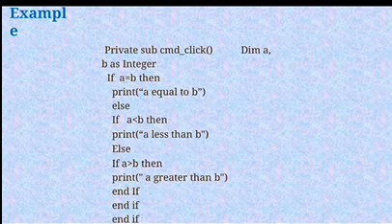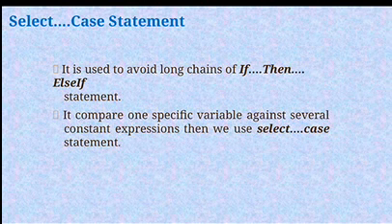For example, in Visual Basic or similar programming languages: dim a, b as integer. If a equal to b, then print a equal to b. Else if a less than b, then print a less than b. Else a greater than b, then it will print a greater than b. And it ends the third if, ends the second if, and finally ends the first if statement, like that 1, 2, 3, 3, 2, 1. So that is a nested if statement.